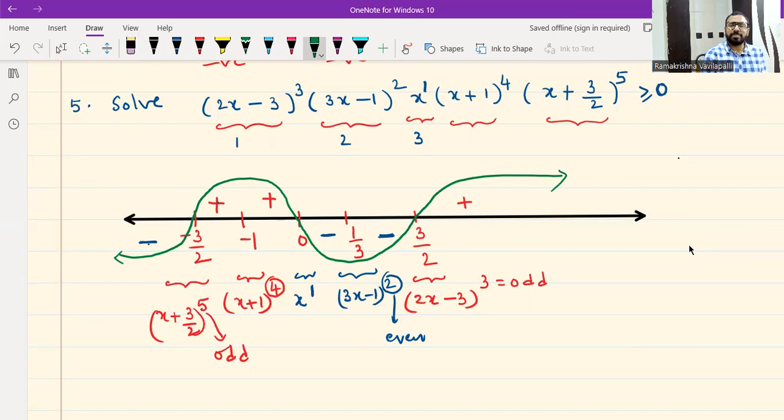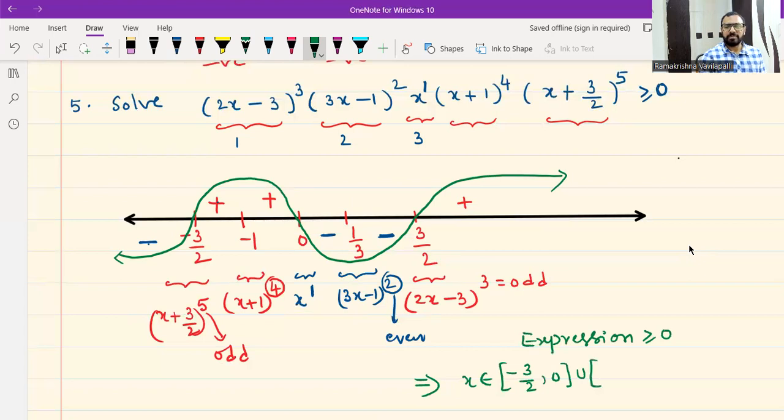Now we want that the given expression is greater than or equal to 0. So this implies you find wherever positive is there. The positive sign is there between minus 3 by 2 to 0. So x belongs to minus 3 by 2 to 0, union, again 3 by 2 to infinity.